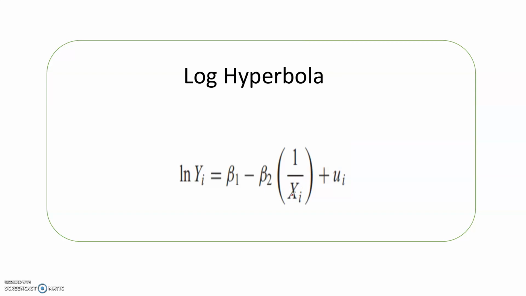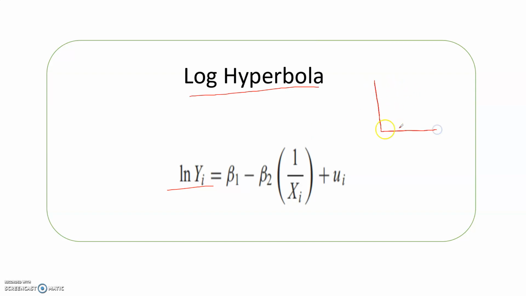Logarithmic reciprocal model. This is called the logarithmic hyperbola or logarithmic reciprocal model. The reason being, our dependent variable is in its log form, whereas our independent variable has entered the model inversely. This kind of model looks quite similar to the short run production function, where production initially increases at an increasing rate, then it increases at a decreasing rate. So this model looks quite like that.